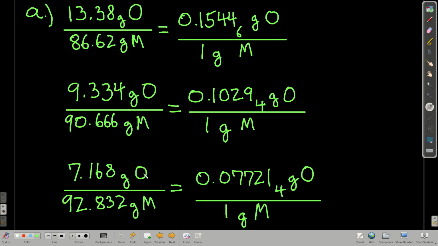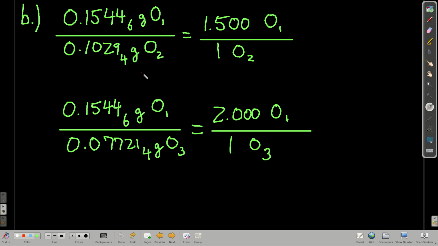And the same thing for the third. After we heat it up farther, there's only 7.168% oxygen by mass left, so assuming 100 grams exactly of the sample, we have 7.168 grams of oxygen, and 100 minus 7.168, which is 92.832 grams of the metal. Doing the division, we get this many grams of oxygen per 1 gram of the metal in the third compound. So that's part A. Part B.